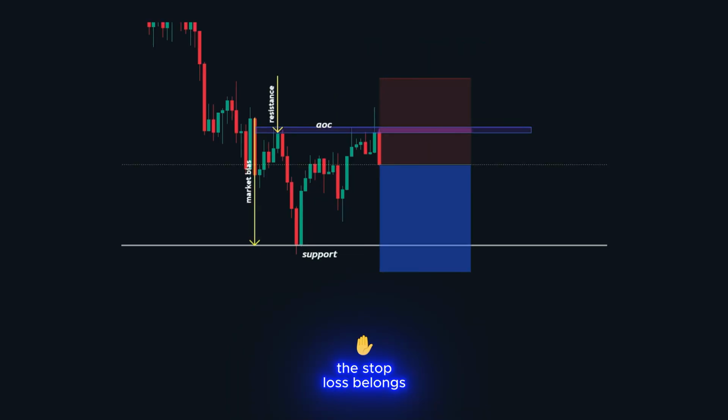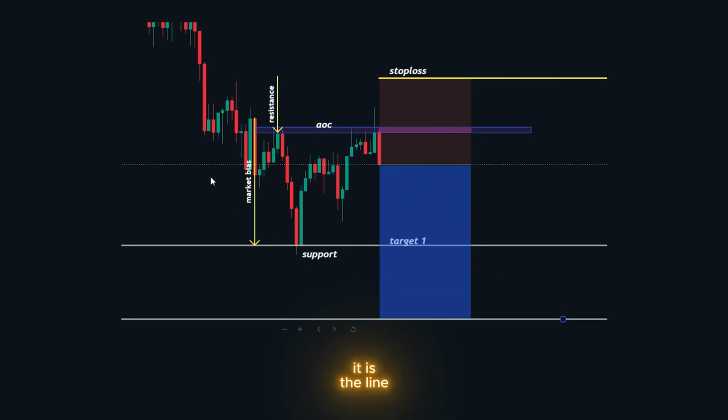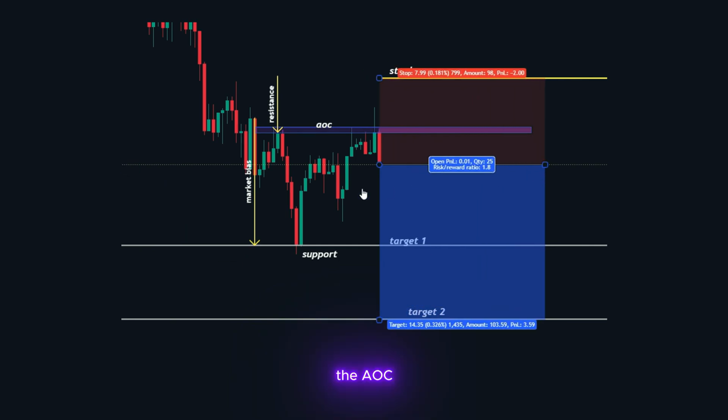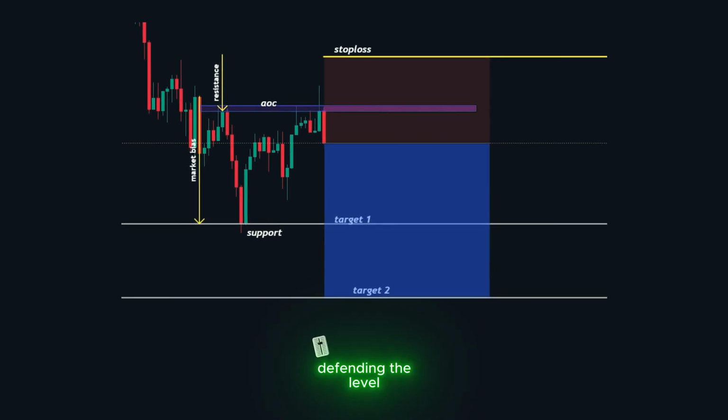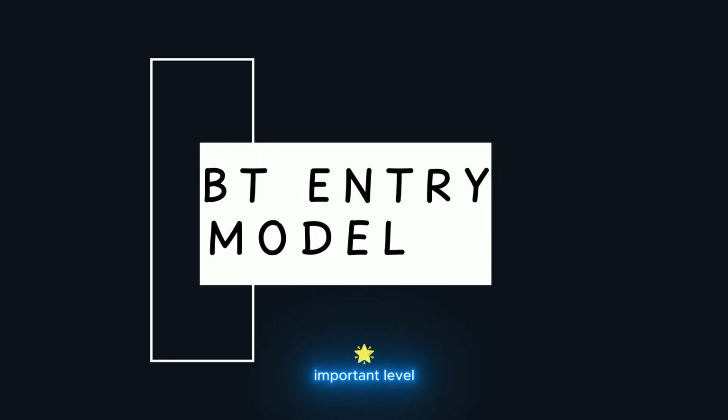The stop loss belongs above the AOC and above the retest high, because if price breaks and holds above that zone, the sell idea is invalid. That is important. Invalidation is not a suggestion. It is the line where your technical read is wrong. If price holds above the AOC, sellers are no longer defending the level. At that point, I do not keep selling just because I want the setup to work. The target is the previous low and the next logical support area. That makes sense because price is moving from one important level back toward the next important level.